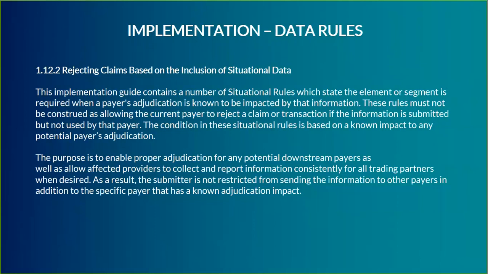This is actually rejecting based on the inclusion of situational data, and it says, as a result, the submitter is not restricted from sending some information to another payer, in addition to the specific payer that has a known adjudication. And where that really comes into play is in your coordination of benefits. So if payer A requires or uses all the required data, and payer B does not use all the required data, payer B cannot reject it even though it was submitted to payer A, okay?